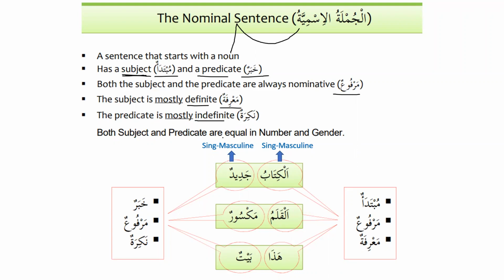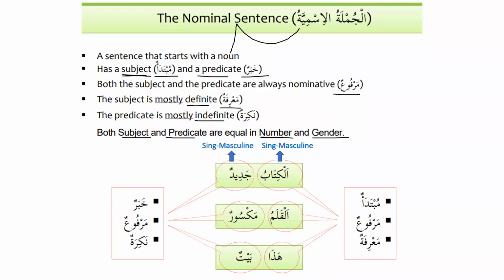Both subject and predicate are equal in number and gender. That is very, very important information. The rest of the information we have discussed a lot, but we need to focus on this: the subject, the first part of the sentence, and the predicate, the second part of the sentence, are equal in two things. They are equal in number and gender.